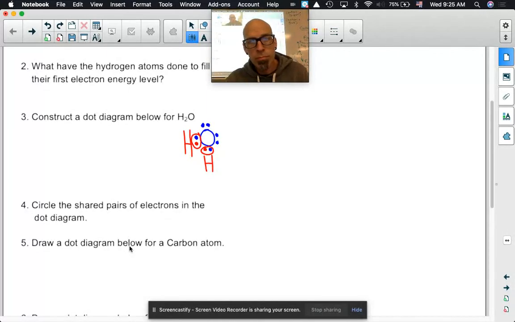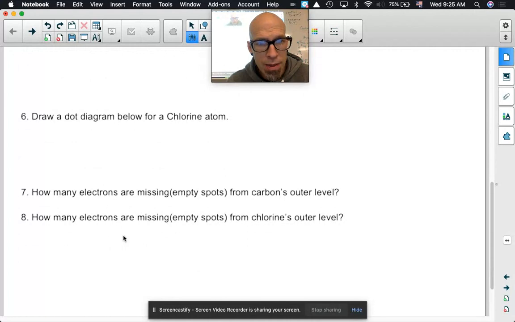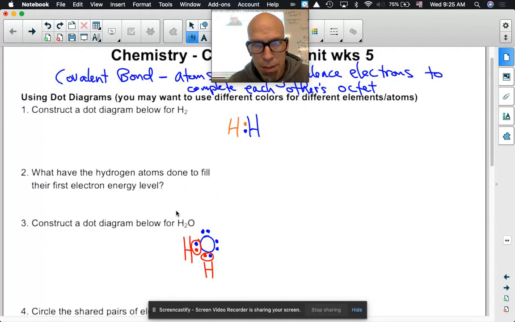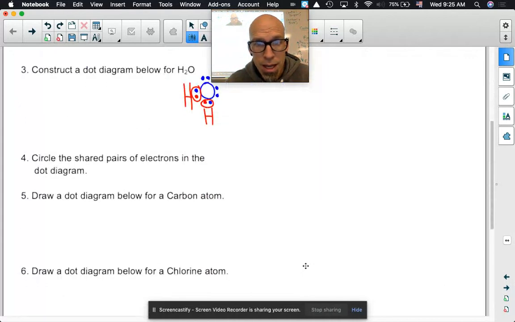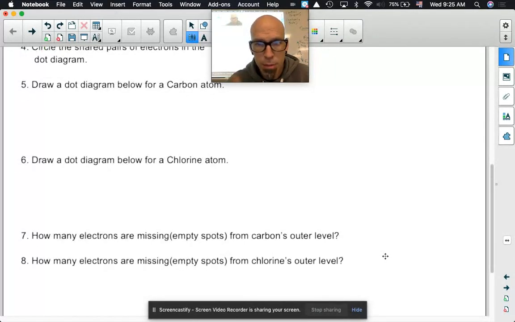Now, you're supposed to draw a dot diagram below for carbon and then draw one for chlorine and then figure out how many empty spots. Now again, by empty spots, hopefully you remember what we're talking about. Like oxygen here has 2, right? Empty spots there, and that's how oxygen got its empty spots filled, by having hydrogens plug in to the empty spots. So you're going to pause the video again, okay, and then answer these questions about carbon and chlorine. Got that? Pause that, and then come back, and then I'll tell you what's next.